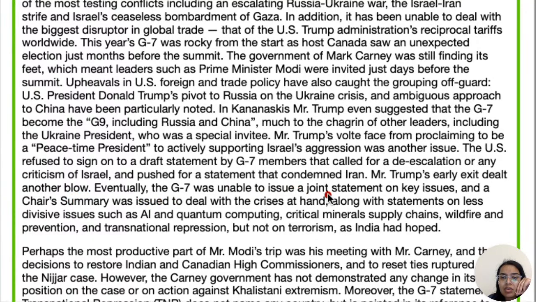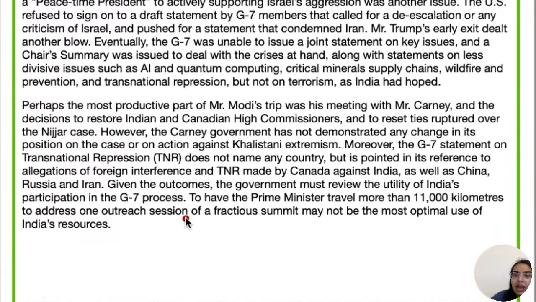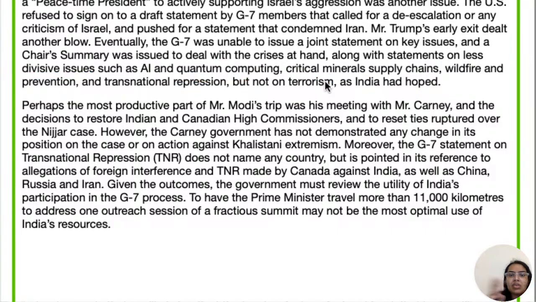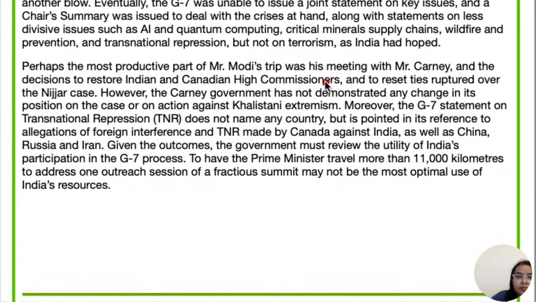Eventually, G7 was able to issue a joint statement on key issues. Eventually, कुछ इश्यूज को लेकर कुछ तो हुआ, क्या हुआ? And a chair summary was issued to deal with the crisis at hand. ये सब क्राइसिस को डील करने के लिए कुछ summary, कुछ key points आए, along with the statements on less divisive issues such as AI and quantum computing. AI, quantum, क्रिटिकल मिनरल सप्लाई चेन, वाइल्ड फायर प्रिवेंशन, ये वाले इसके बारे में तो कम, लेकिन थोड़ा बहुत इनके बारे में भी था. But there was nothing on terrorism as India had hoped. इंडिया तो चाह रही थी कि वो टेररिज्म वाले मैटर को भी उठाया जाए, but that didn't happen.